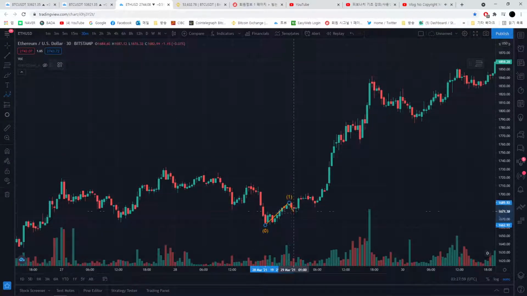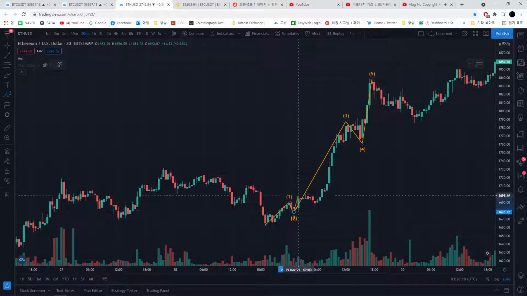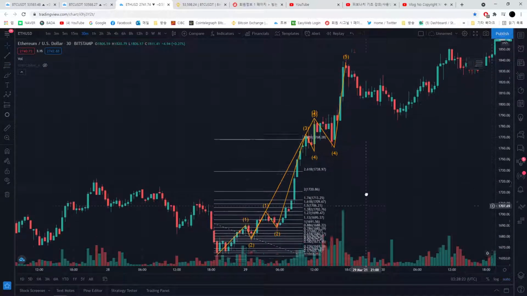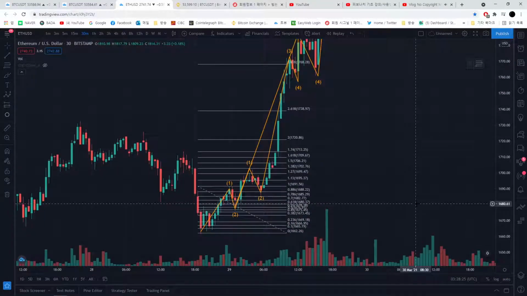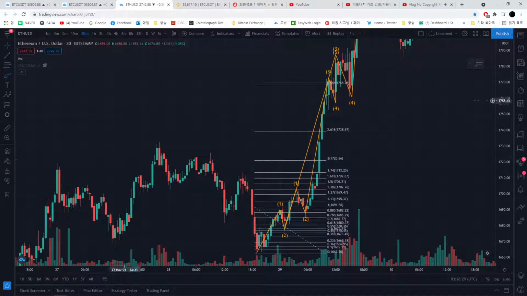So imagine that was 1, 2, 3, 4, and 5, and also maybe flat here. There was another 1, 2, 3, 4, 5, right? So we would take Fibonacci from bottom of 1 to top of 1. How much did it go? Let's take a look. So it went up way over the 1.16 area, right?